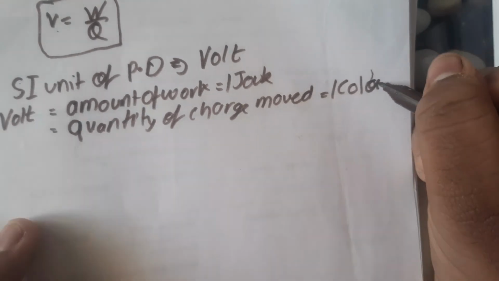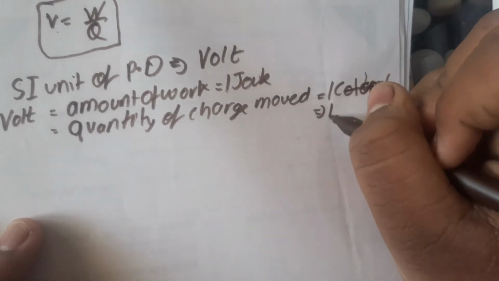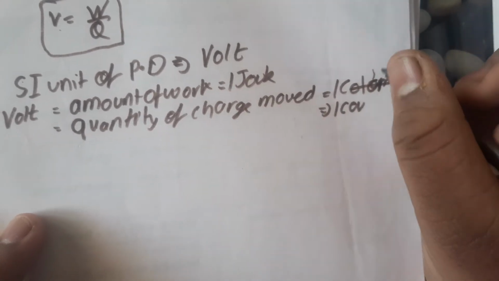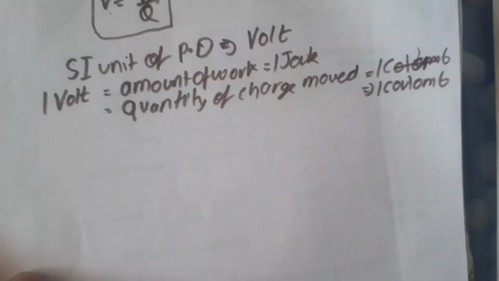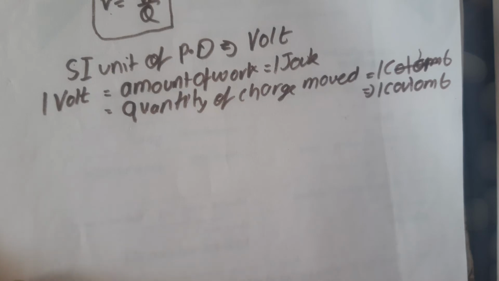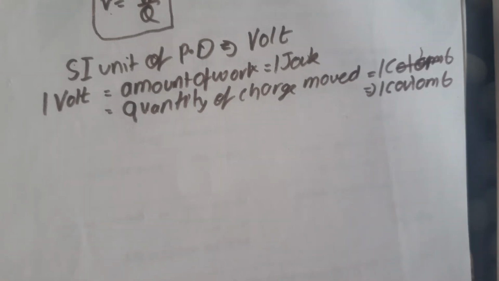Okay, so what is 1 volt? You can remember it as: 1 volt is the amount of work done, which is 1 joule, and 1 coulomb is the quantity of charge moved. So this is the representation which you can remember. It's really, really very important.